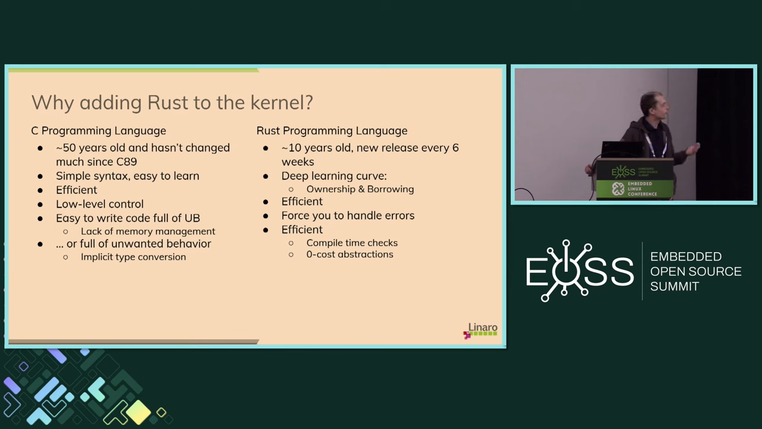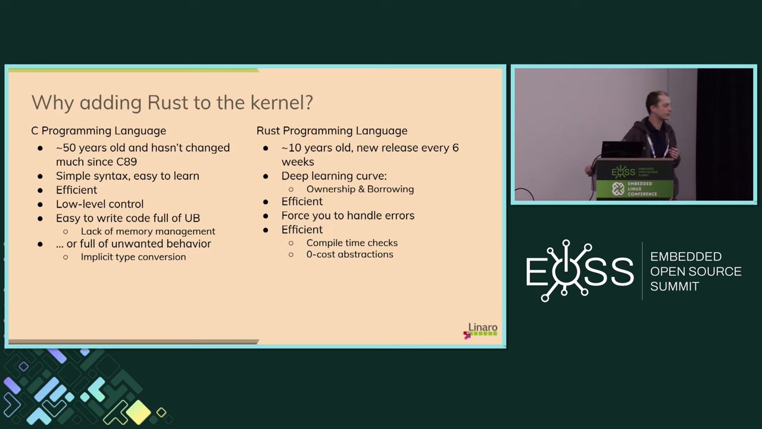Rust was started about 10 years ago, and it gets a new release about every 6 weeks. It's a little bit different because it's a full-fledged language. It's a lot harder to learn and takes a lot longer to learn. There are some new concepts that you cannot find in most other languages, like ownership and borrowing. But despite that, they managed to keep an efficient language. When you look at benchmarks, C is always the fastest, but Rust is very close to it. So that's one of the reasons that Rust might be the successor for the C programming language.